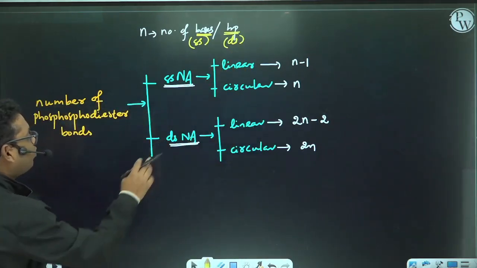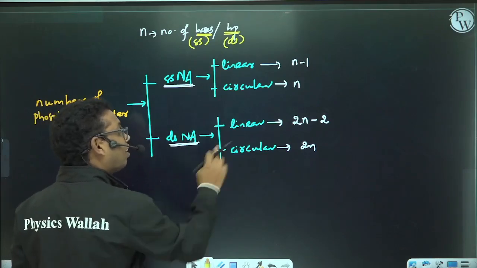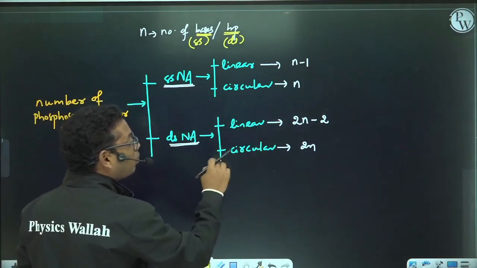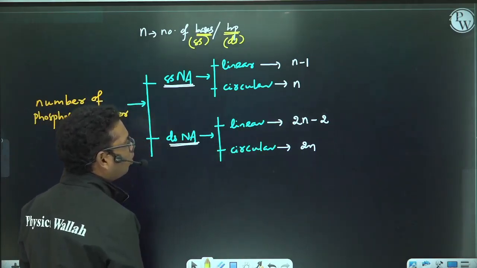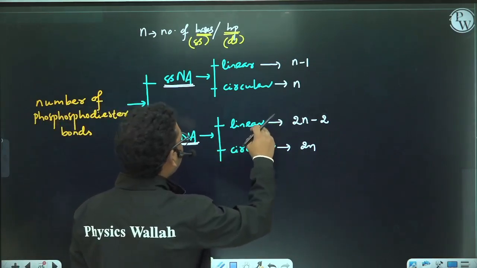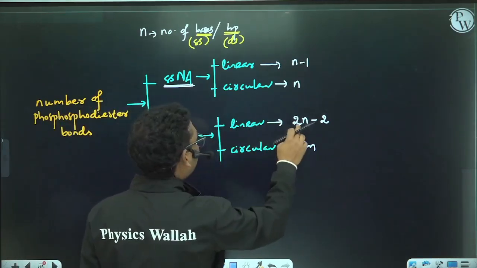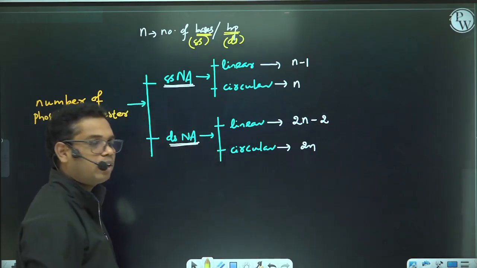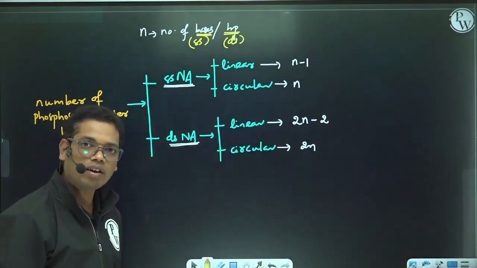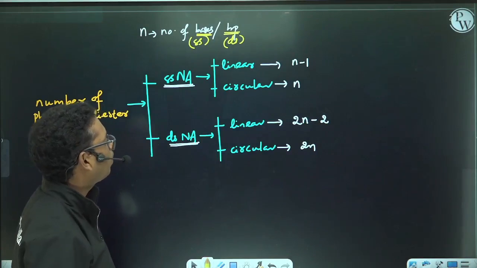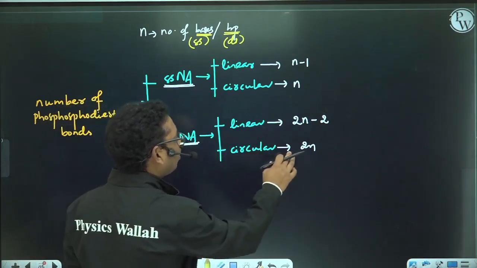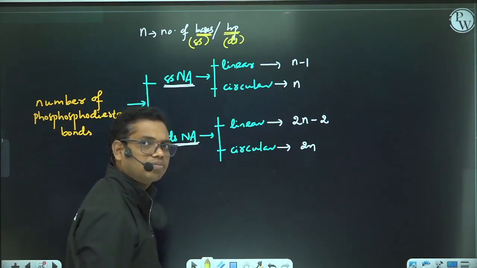Okay, and if the nucleic acid is double stranded and linear, what will be the total number of phosphodiester bonds? It will be 2n minus 2. And if it is circular, it will be 2n.